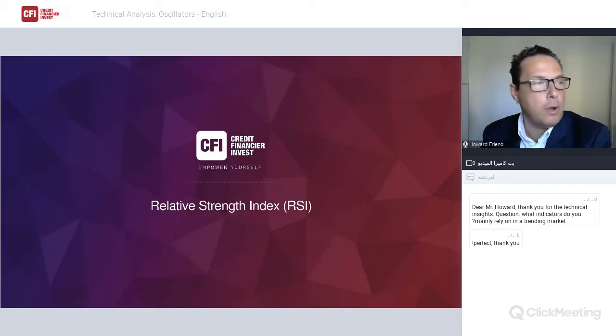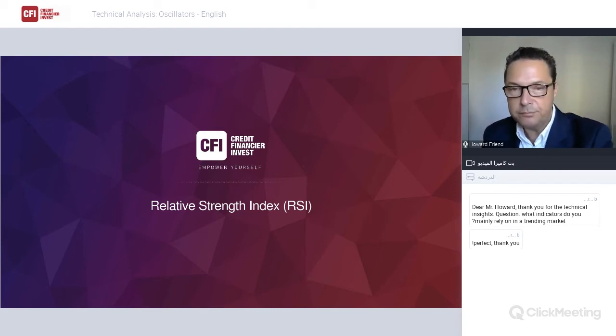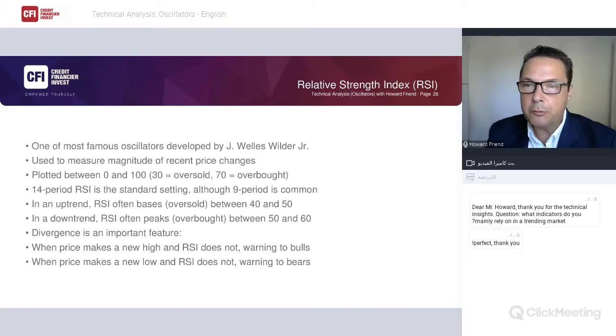Okay, now on to quite a popular one, which is the RSI, the Relative Strength Index. This is one of the most famous oscillators that people will use. I would say, along with Stochastic, the two most important momentum oscillators that people like to use. It was developed by J. Wells Wilder, and it's used to measure the magnitude of recent price changes. So obviously it's a momentum indicator.